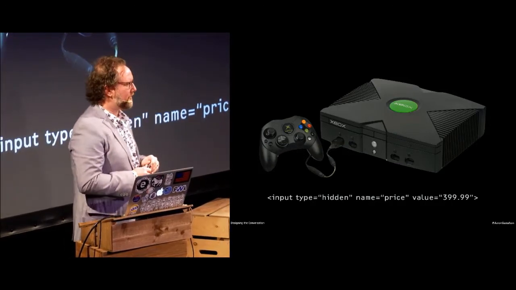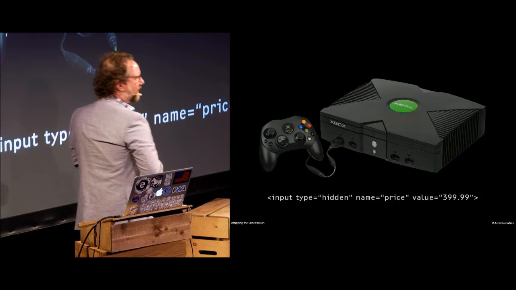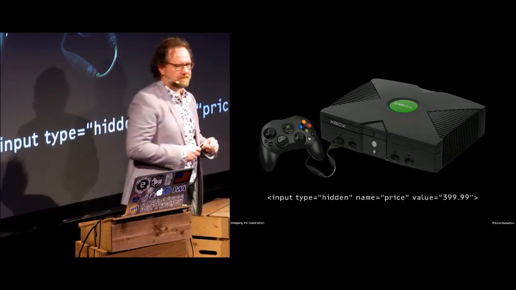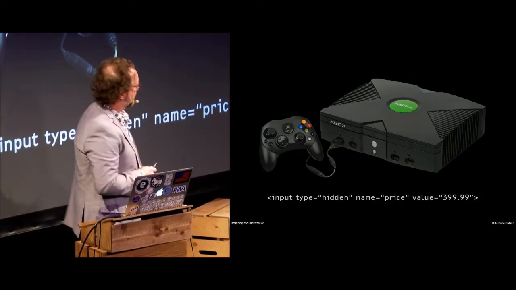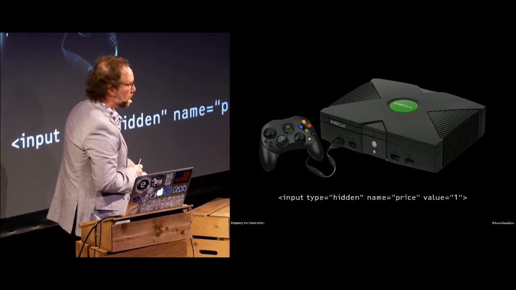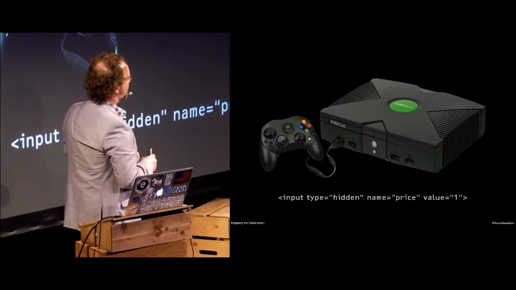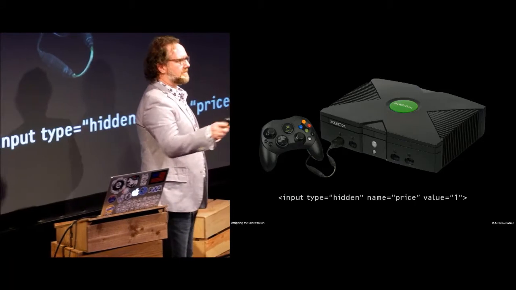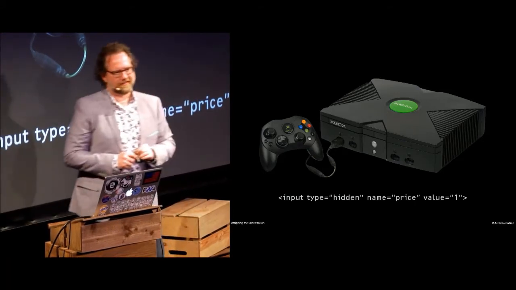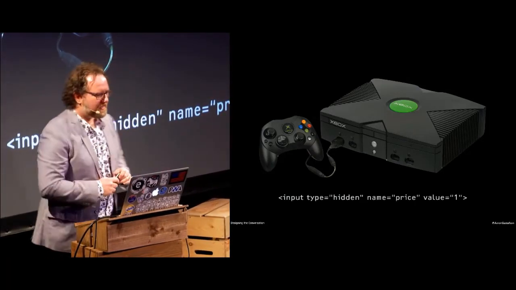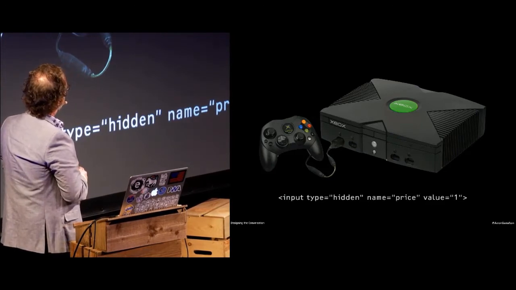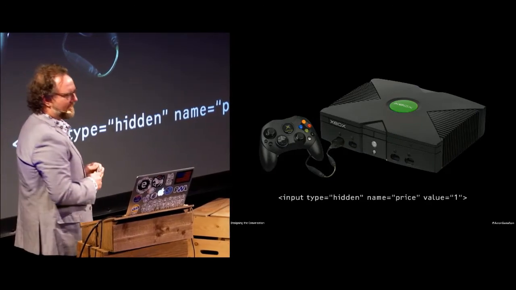So one enterprising individual decided to save this web page, and so it saved all of the markup. And then they simply went to this hidden input, changed the cost to 1. And the cool thing was, the form still submitted to the same endpoint that the web server had. So they submitted the form and got their Xbox for $1. It's pretty awesome, pretty awesome.